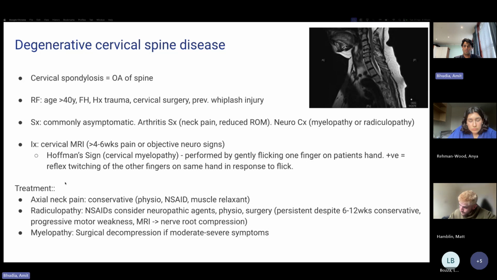And then the treatment options would be, if it's just general axial neck pain, conservative, so physio, NSAIDs, maybe some muscle relaxants. If they've got radiculopathy, that's NSAIDs, and then you can also consider neuropathic agents and medications like amitriptyline. You can send them to physio, and then depending on the severity of it, possibly surgery, but this has to be going on for quite a while despite conservative measures. And then if it's a myelopathy, surgical decompression is the only treatment that would work for them.